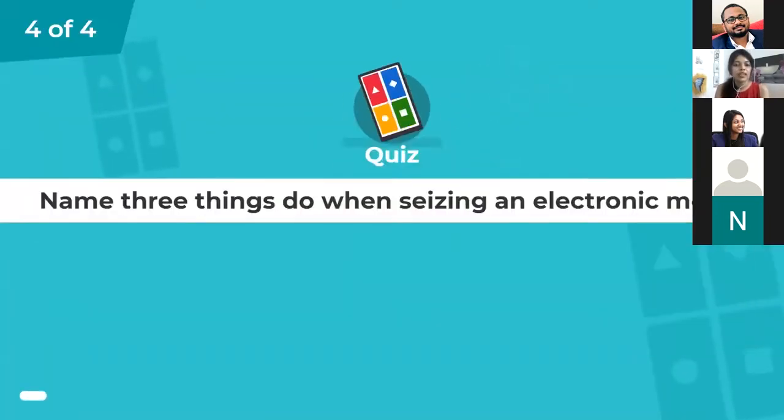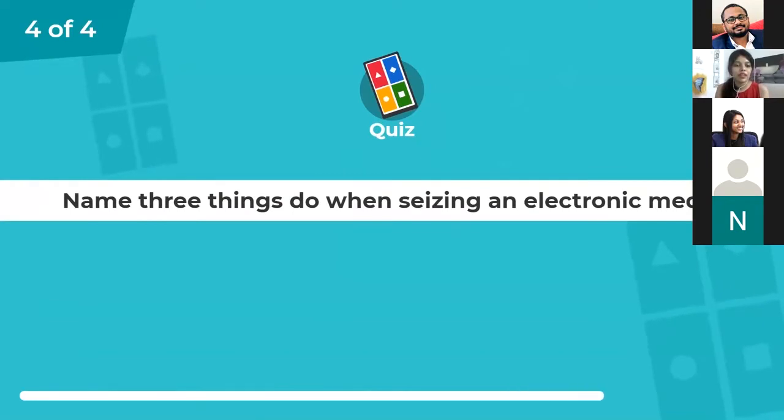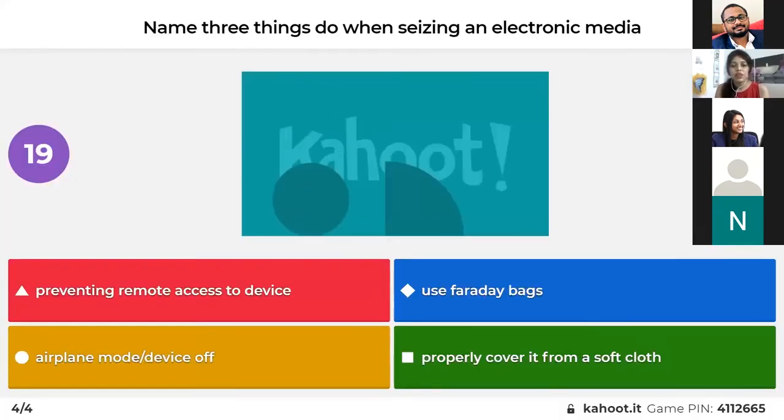And the fourth and the final question of this quiz: name three things to do when seizing an electronic media. Answer red, preventing remote access to the device. Answer blue, use Faraday bags. Answer yellow, airplane mode, device off. Answer green, properly cover it with soft cloth. So what are the three correct answers, folks? We have 4 seconds remaining.